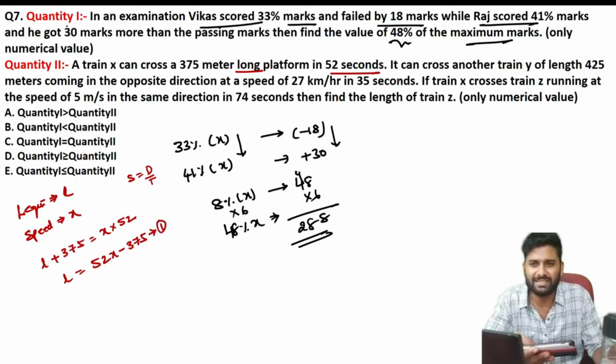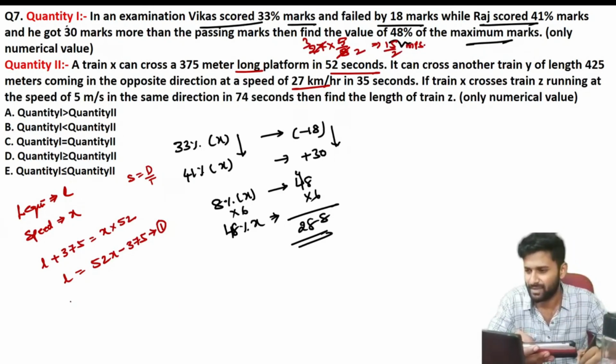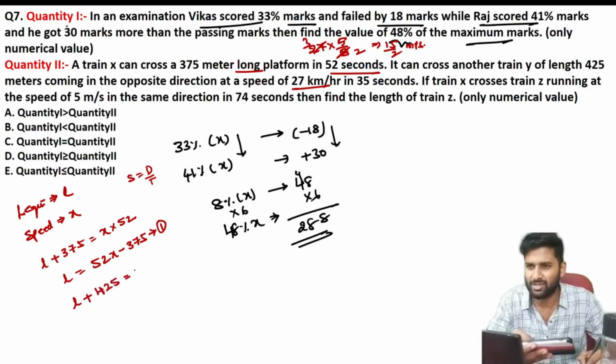Now it crosses another train of length 425 meters coming in the opposite direction at the speed of 27 kilometer per hour. Converted 27 into meter per second, it's exactly equal to 15 by 2 meter per second. And it takes only 35 seconds. Now see, here length of the train is L and the other train length is 425. Now it takes how much time? 35 seconds.